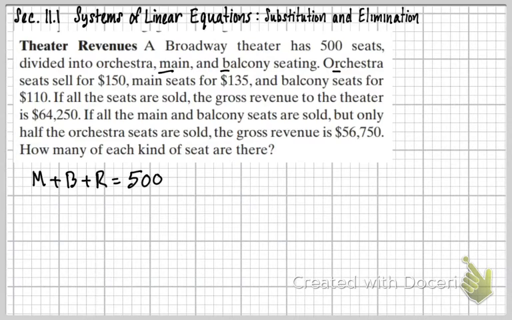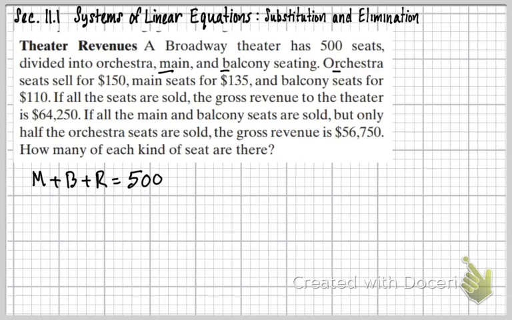Now it says after that, orchestra seats sell for $150, main seats for $135, and balcony seats for $110. So I don't get anything from that right away. But when I start talking about money of these seats, keep in mind my M and my B and my R represent the number of seats. Okay, not a dollar amount, but the number of seats.